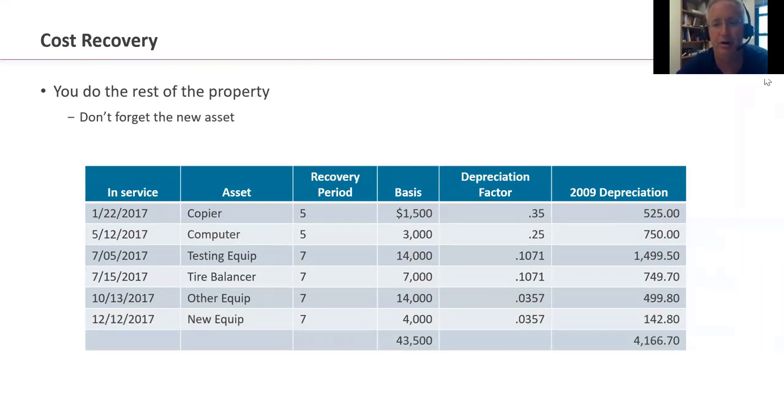So I went through all the tables and I identified, we had already done the copier and the computer. We used the third quarter table for the testing equipment, the tire balancer. Those were 7-year recovery periods. So I just found the first year depreciation factor and multiplied those out. And then for the items placed in service in the fourth quarter, I use the fourth quarter mid-quarter convention table for 7-year items. I pulled in the depreciation factor and did the math. So depreciation, when you really boil it down to it, this is why I say it's just about finding the right table. And then afterward, it's just math.